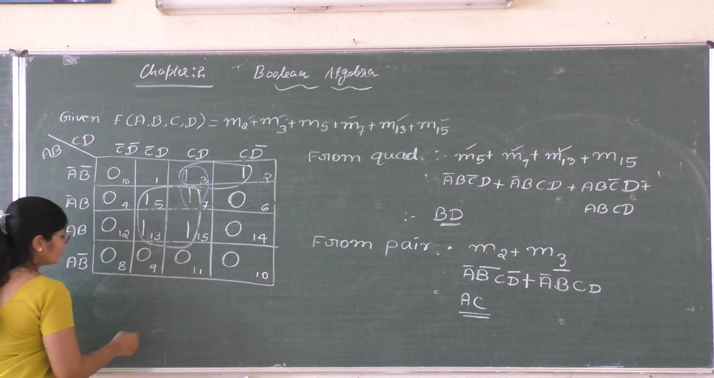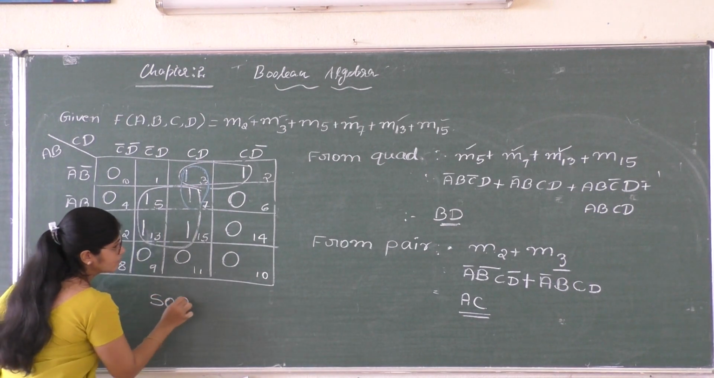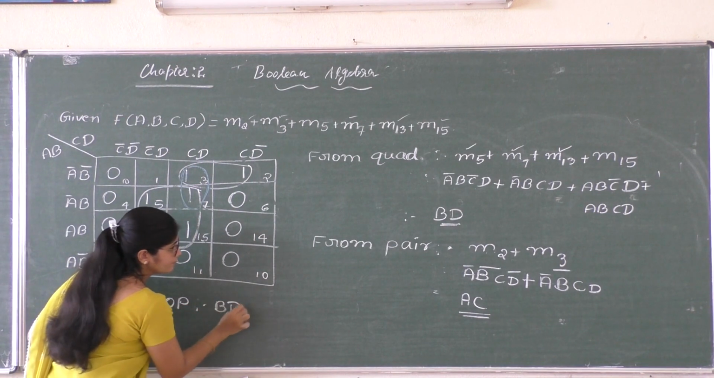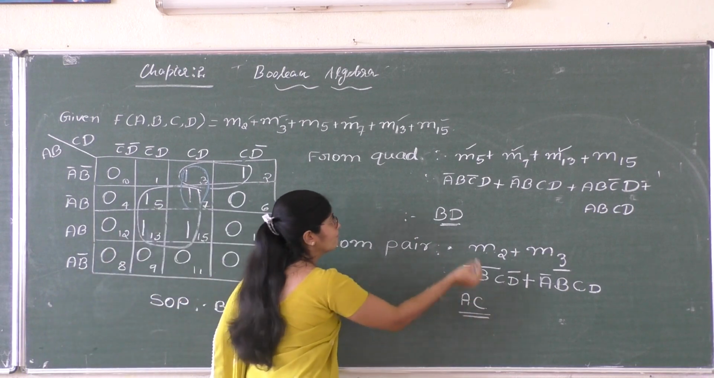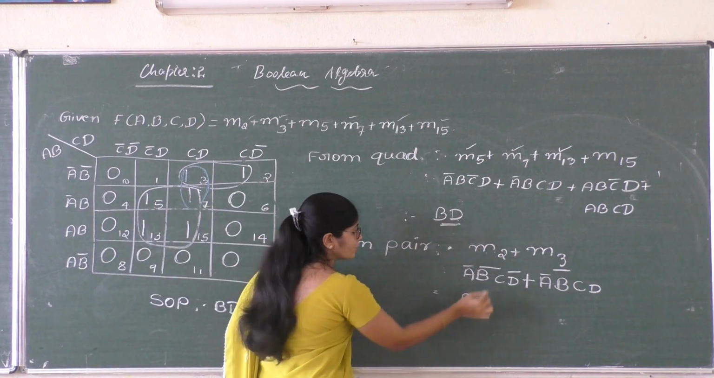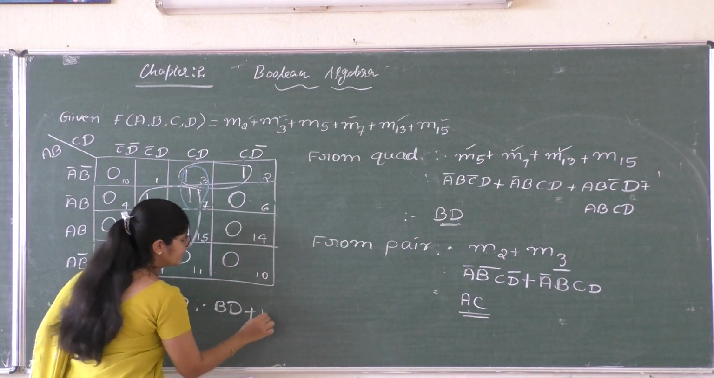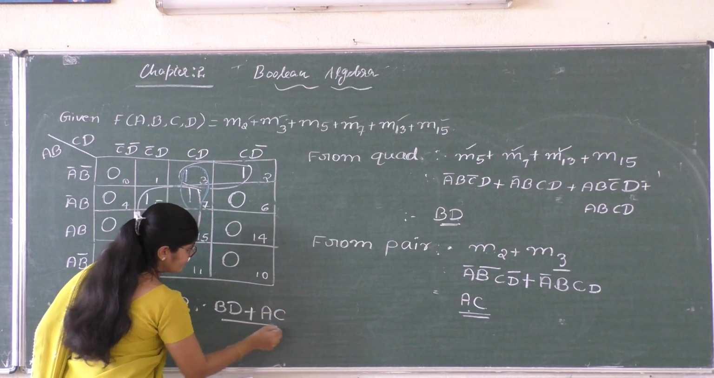So the final SOP expression is BD plus AC. From the quad we got BD, from the pair we got AC. BD plus AC.